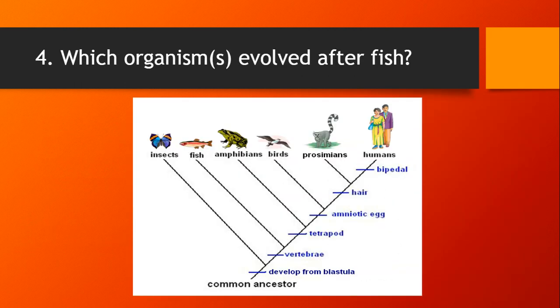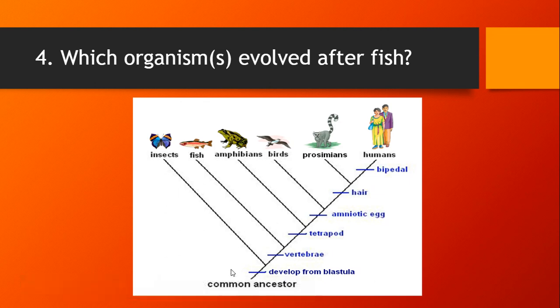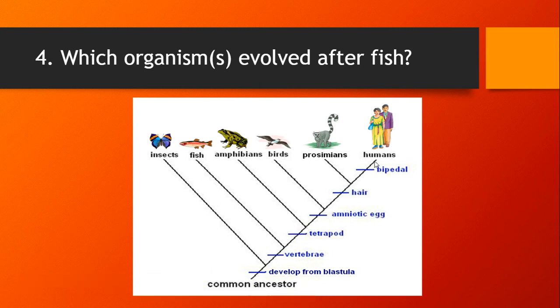Now, looking at the same one, we want to know which organisms evolved after fish. We started here at the base with some kind of common ancestor, and then we moved up. Insects branched off, fish branched off, and anything after fish: amphibians, birds, prosimians, and humans.